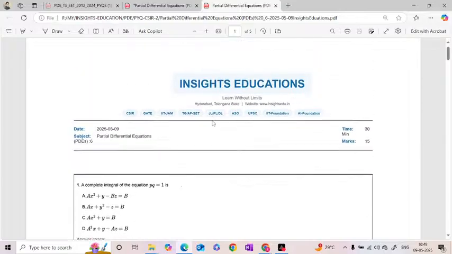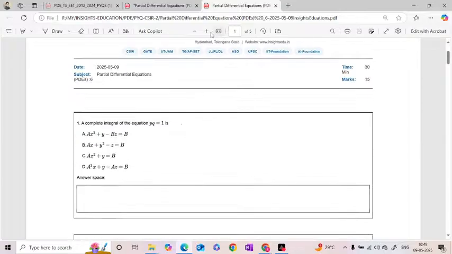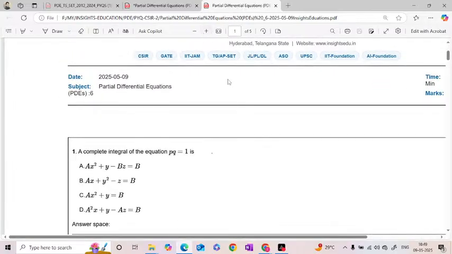Okay, what is the next one? A complete integral of the differential equation PQ is equal to 1.